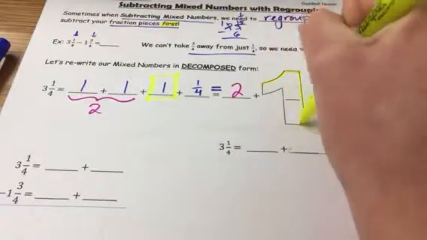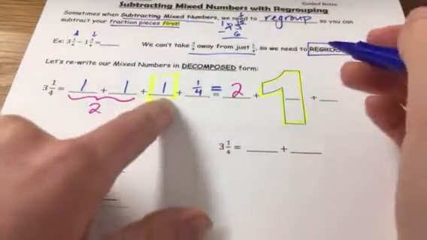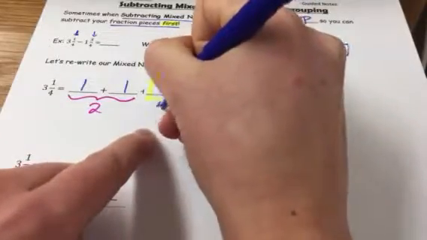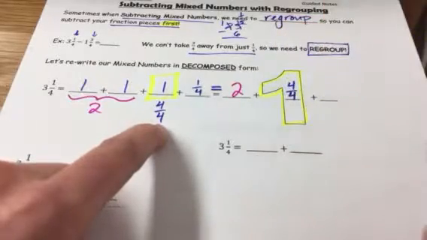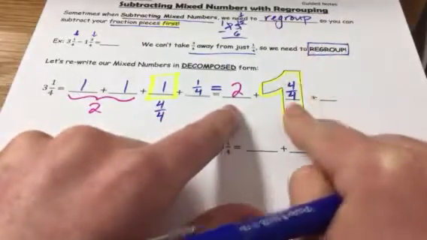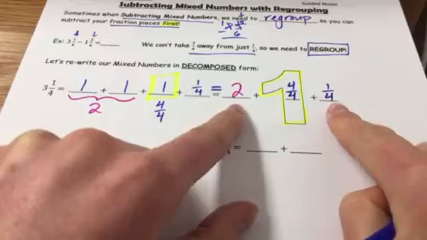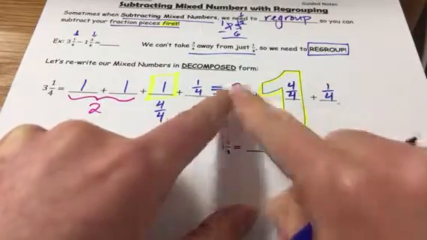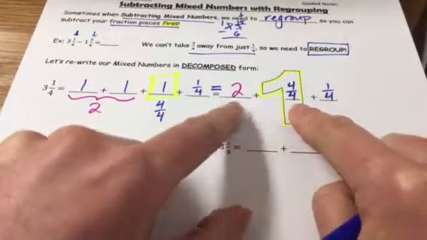And I'm going to borrow it in the form of a fraction, but it still is going to be equivalent to 1. So I'm going to take this 1 whole thing, which I know is equivalent to 4/4, and I'm going to bring it over as 4/4, so that I'm still adding 1. That's still equal to 1. So that's 2 plus 1, which is 3, plus 1/4. So the whole value is still 3 1/4. I'm just making it look a little different.